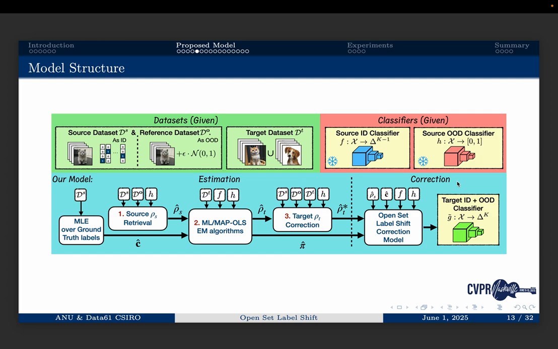After having this information, our model performs the open set label shift estimation with 2 stages, and the open set label shift correction with a single stage.